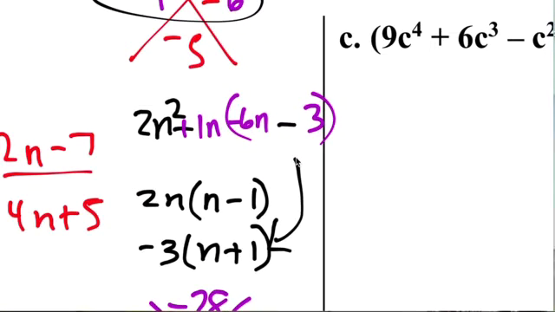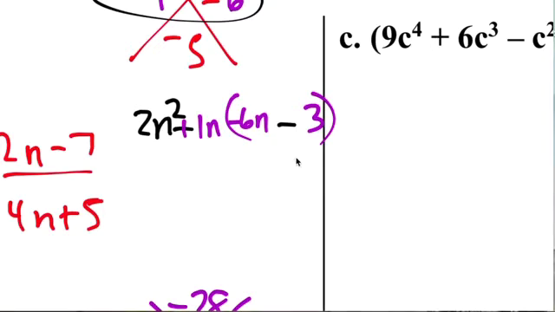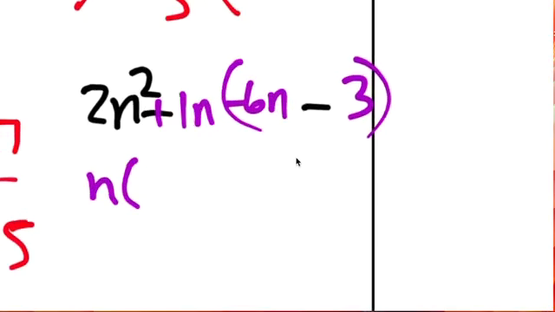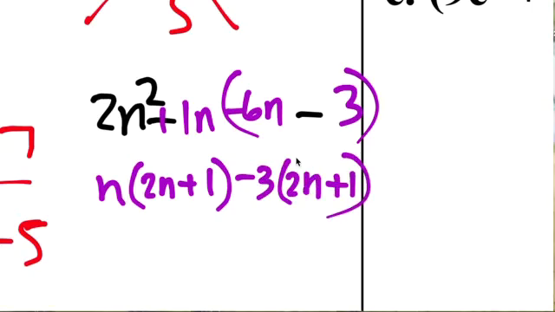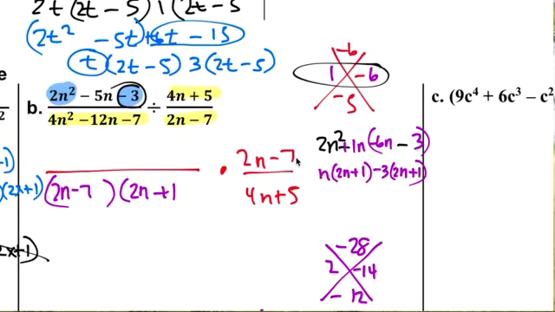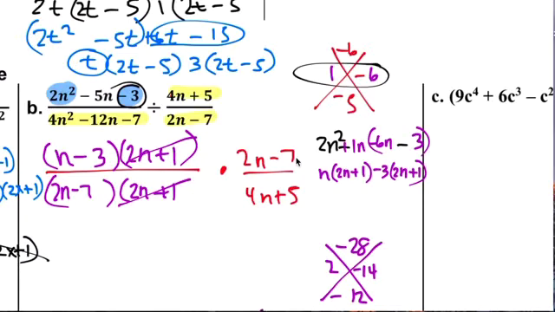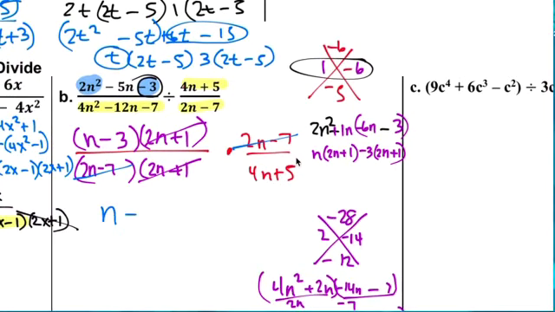Okay, factor out n here. You got 2n plus 1. Factor out negative 3 here. You get 2n plus 1. So your numerator is n minus 3 and 2n plus 1, which can be canceled out. And these right here can cancel out that one. So your answer is n minus 3 over 4n plus 5.